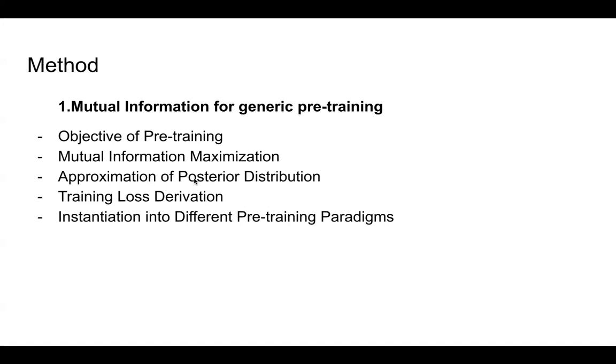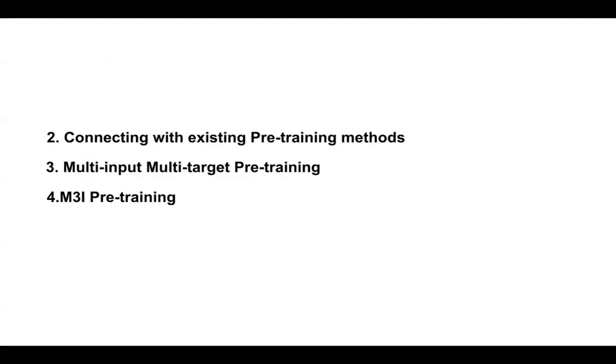The approximation of the posterior: figuring out exactly how much information is shared can be really hard. And the training loss derivation: we set up the problem we need to solve to train our program. And the instantiation into different pre-training paradigms. Now all this theory can be used in different ways. Some methods focus on labeled data, others on data without labels.